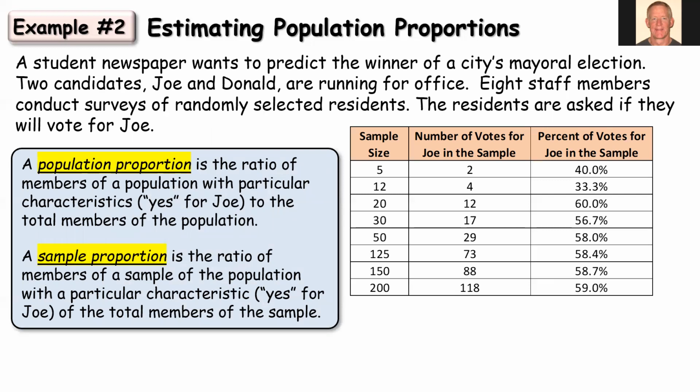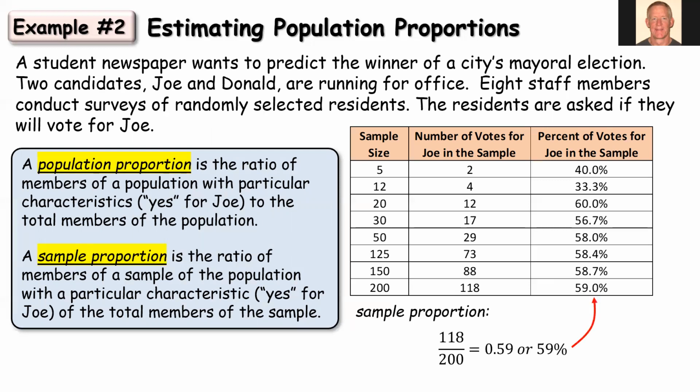So here's another way to describe that. A population proportion, right, is the ratio of members of a population with a particular characteristic. In this case, that characteristic is they're all going to vote yes for Joe. And the ratio to the total members of the population. The sample proportion is the same thing, except it's just with the sample values, right, that we collected.